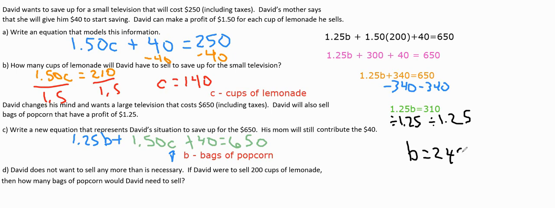So one possible scenario there is David would sell 248 bags of popcorn and then 200 cups of lemonade to reach his goal. If you were to pick another number for lemonade, like say 250, then you could still find how many bags of popcorn it would be necessary.